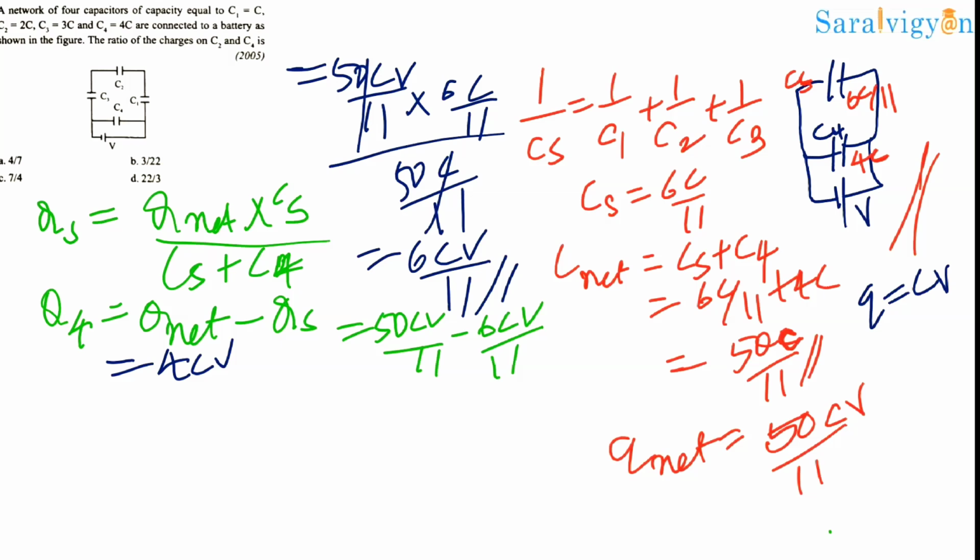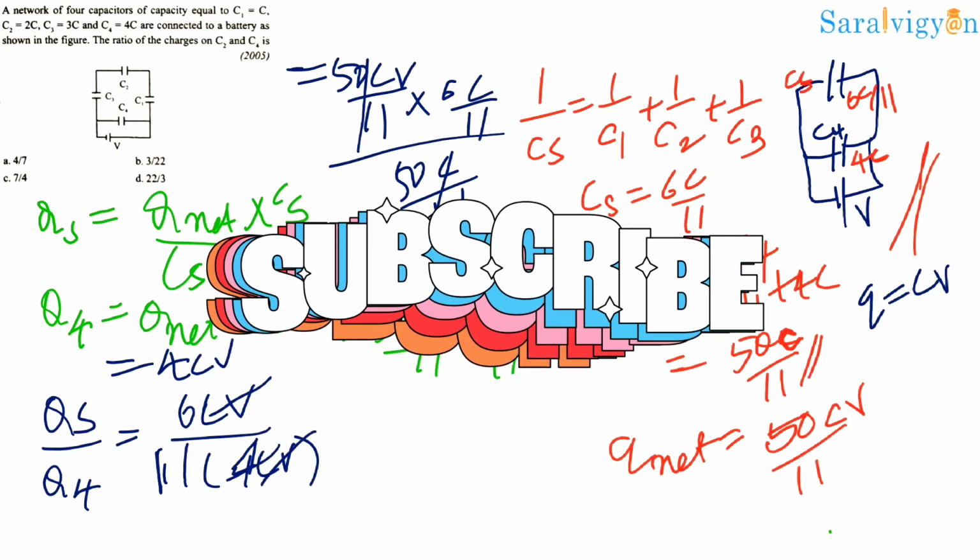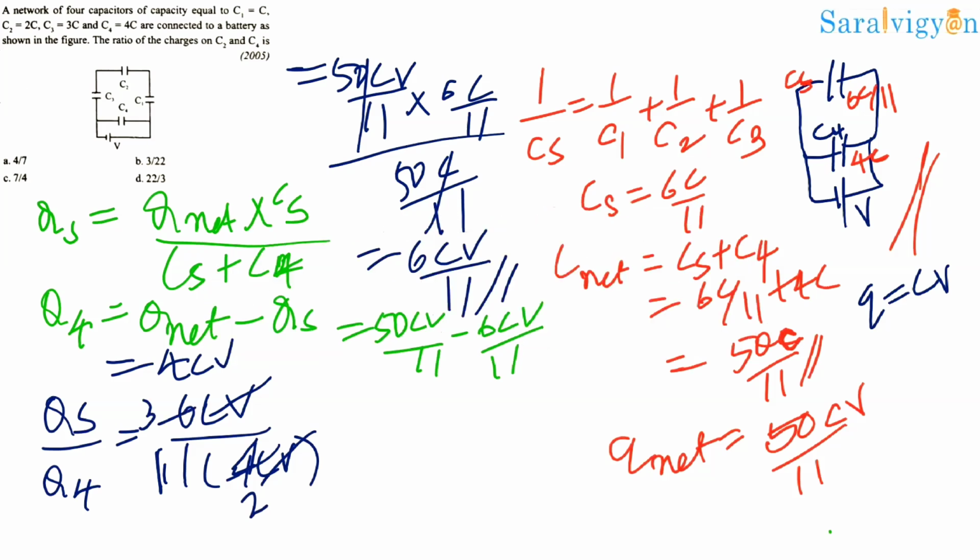Now the only thing to do is Qs by Q4, and we'll get the answer, which is the ratio. We know Qs is 6CV by 11, and we have Q4, which is in the denominator, 4CV. Now let us cancel CV and CV. We can also cancel 6 and 4 by dividing by 2. We'll get 3 on top and 2 below. So our overall answer would be 3 by 2 into 11, that is 3 by 22, which is our option B.